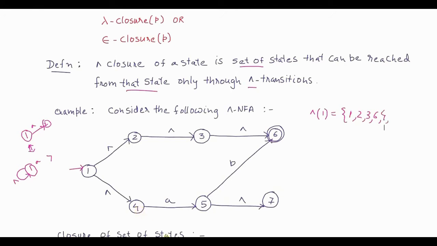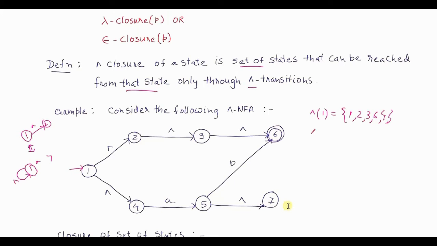Now from 4 on reading null you don't go to any other state apart from 4 itself, and 4 is already added. So there are no more states that are reachable from this one on null transition in this particular branch. As a result, the final answer here is this. So what we have found out, null closure of 1 means these are all the states that can be reached from this state 1 on reading null. So that is the null closure of state 1.